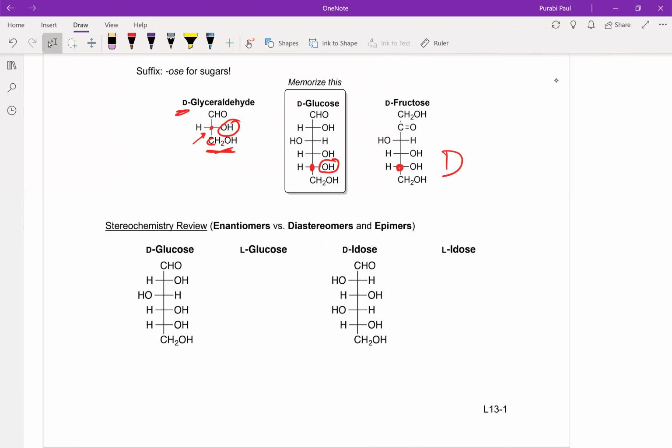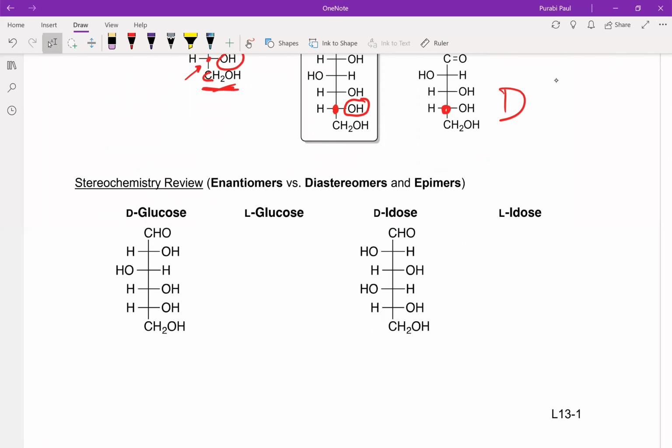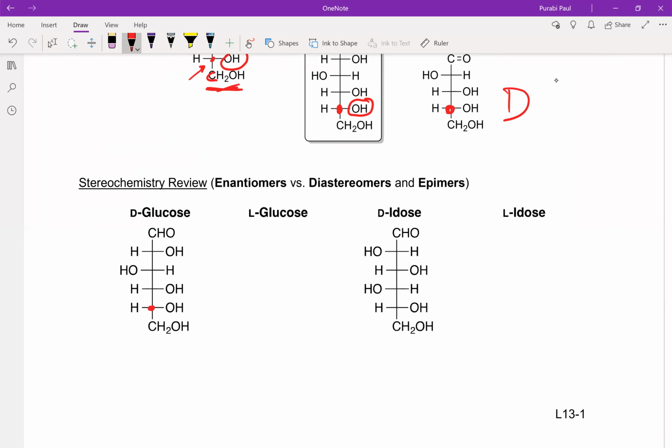Okay, so let's look at the stereochemistry review. You're given the D-glucose below, and how do you make the L-glucose? Again, the D-glucose is D because of the penultimate carbon, which is this carbon right here, where the OH substituent is going to the right. In order to draw the L-glucose, you just flip the configuration of that particular carbon, but everything else stays the same, nothing changes.